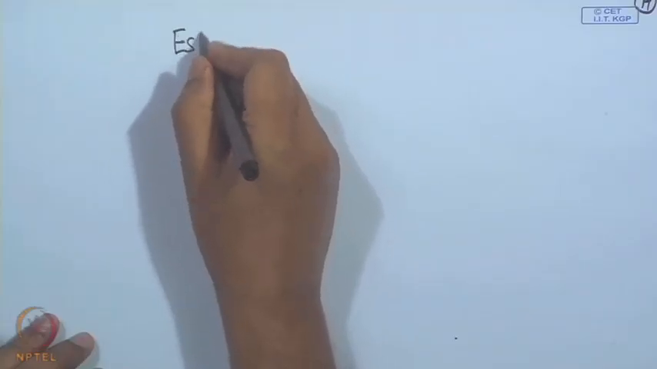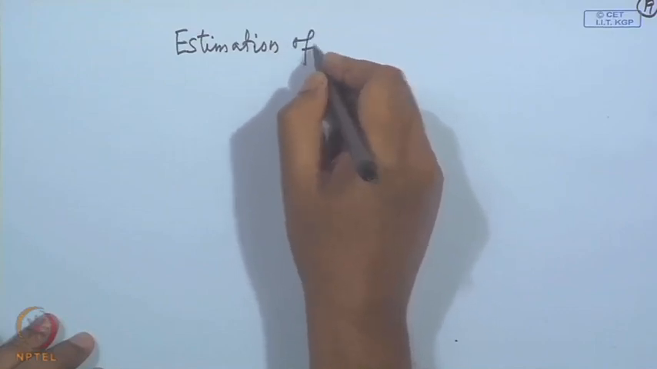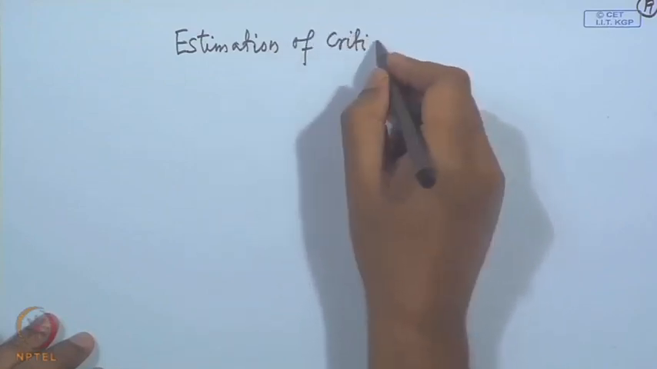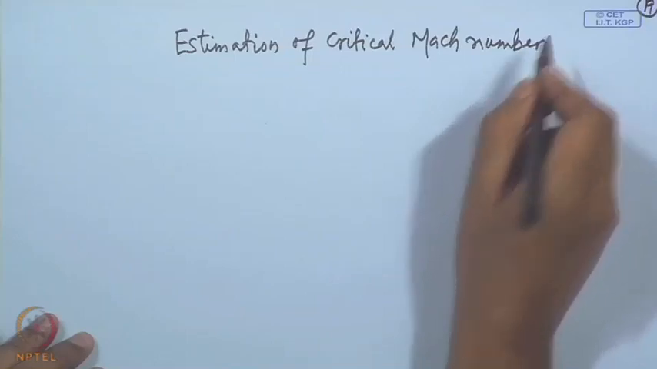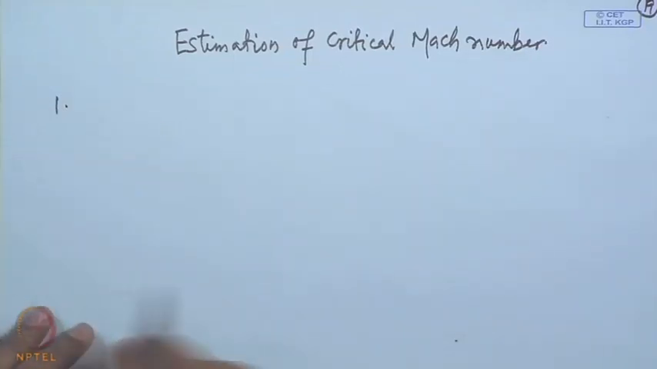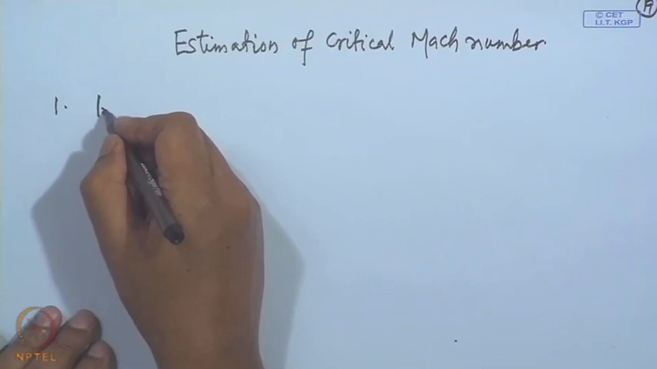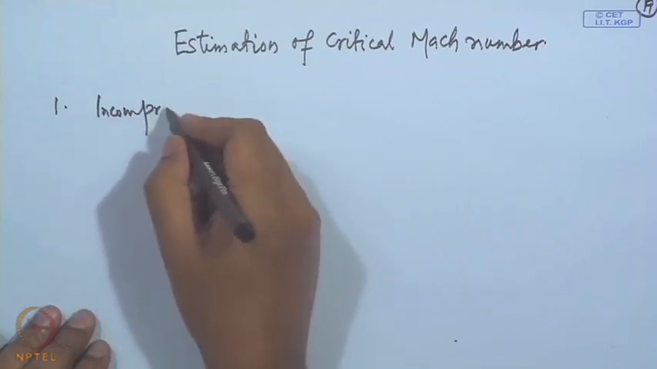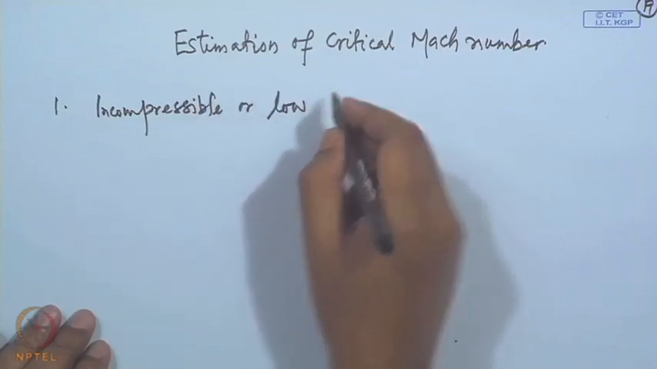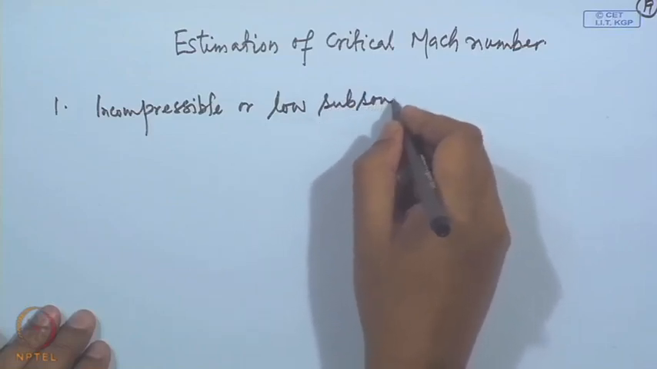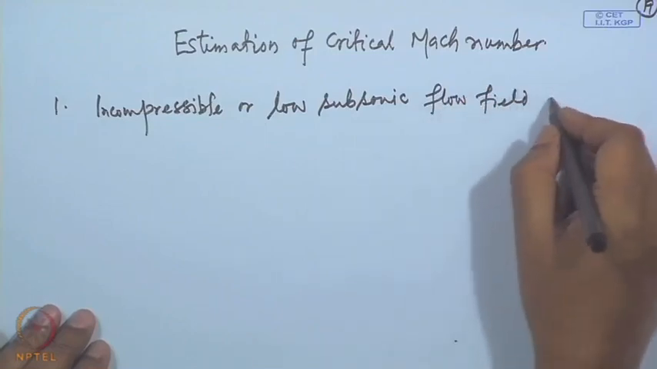So, estimation of critical Mach number, and our assumption is that the incompressible, or say a low subsonic, flow field is known.